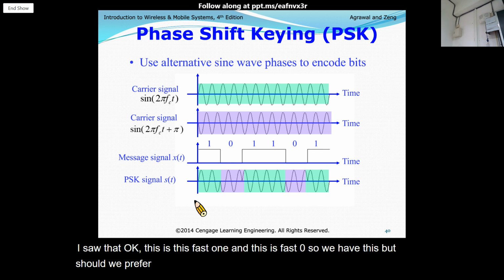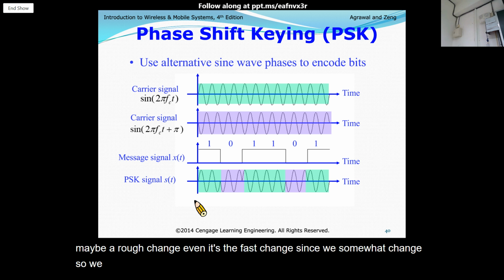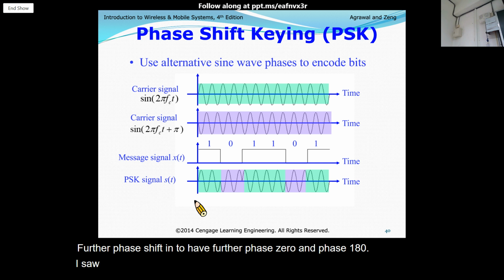So we have this. But should we prefer this one? Normally, no, because we don't want to have maybe a rough change. Even if it's a fast change, it seems to be somewhat strange, so we don't like this. So normally, we don't prefer these. But yeah, it's possible to have the phase shift keying to have phase 0 and phase 180. And so that we have the resultant phase shift keying signal. Right?